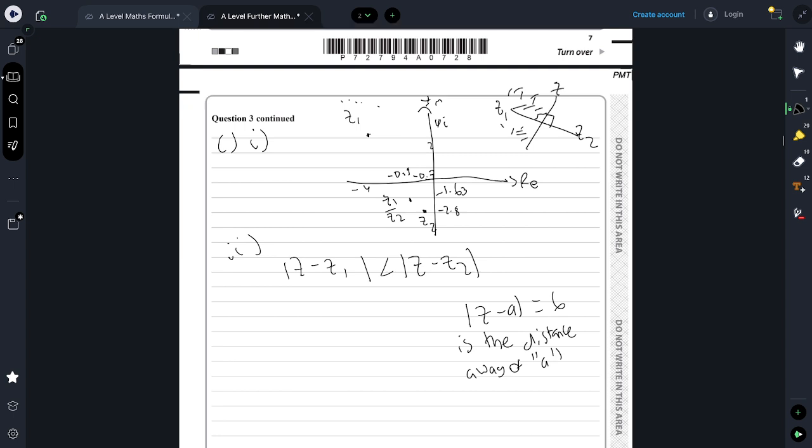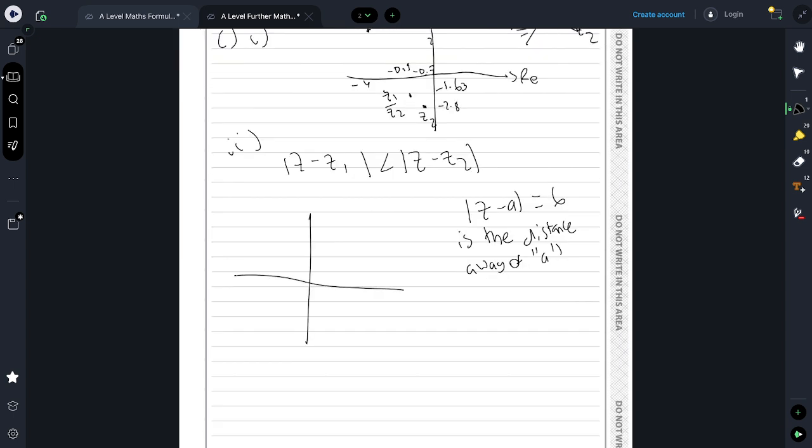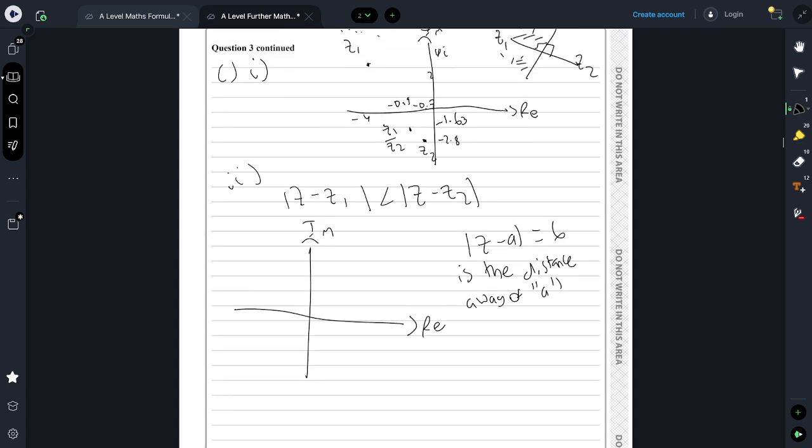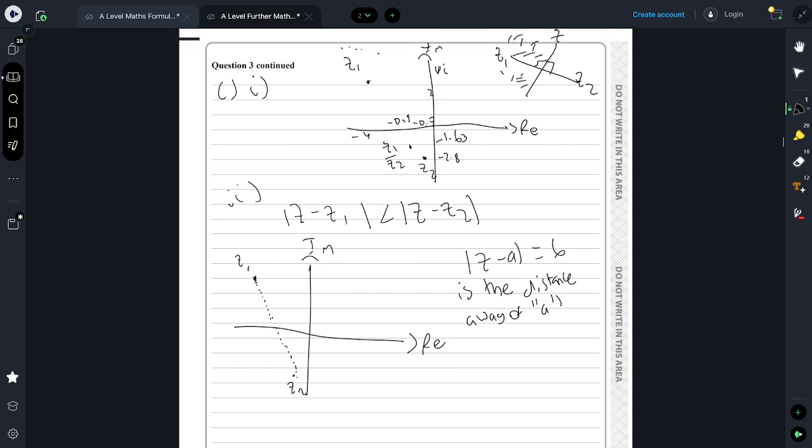So what we need to do is just plot again, a real and imaginary axis. Where's Z1? Well, Z1's up here. We did that already. Let's do this again. And Z2 is down here. Now consider the line that connects it. So the perpendicular bisector would be something that looks like this, right? That's perpendicular, and that will be your region there. And actually, the shaded region would be the region here.